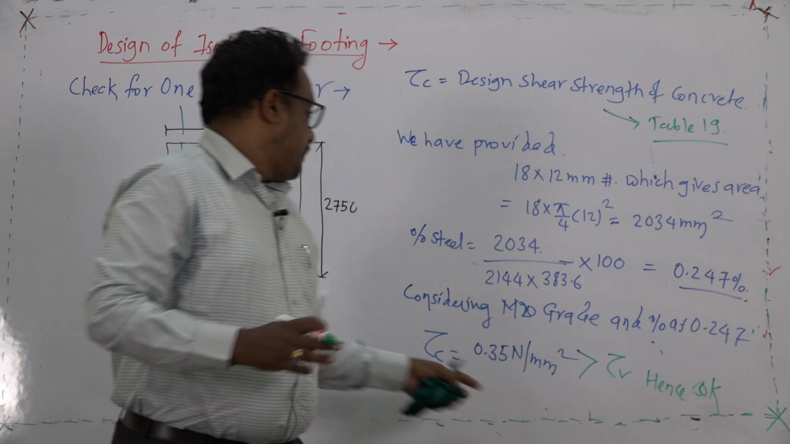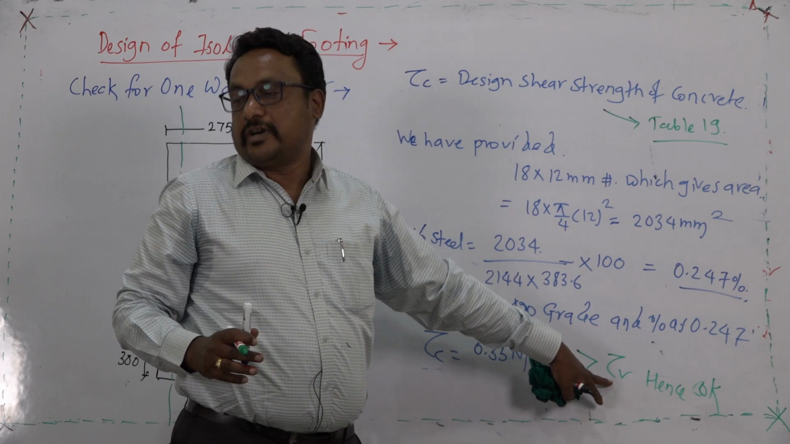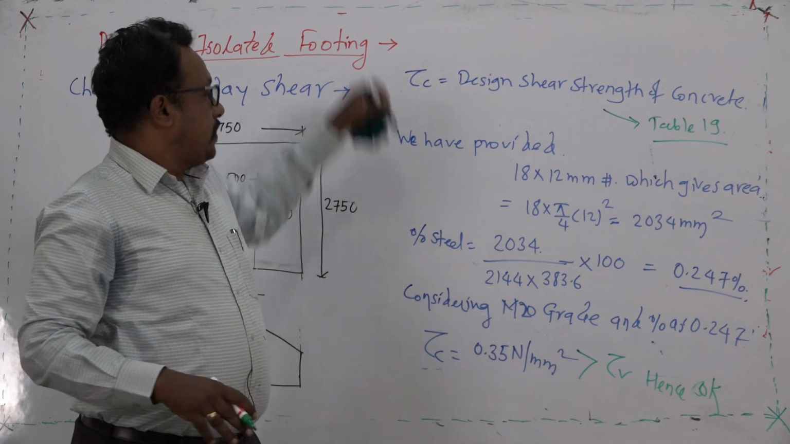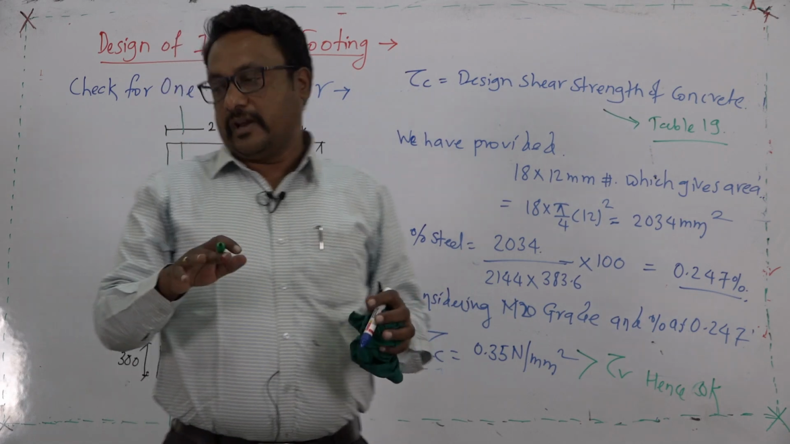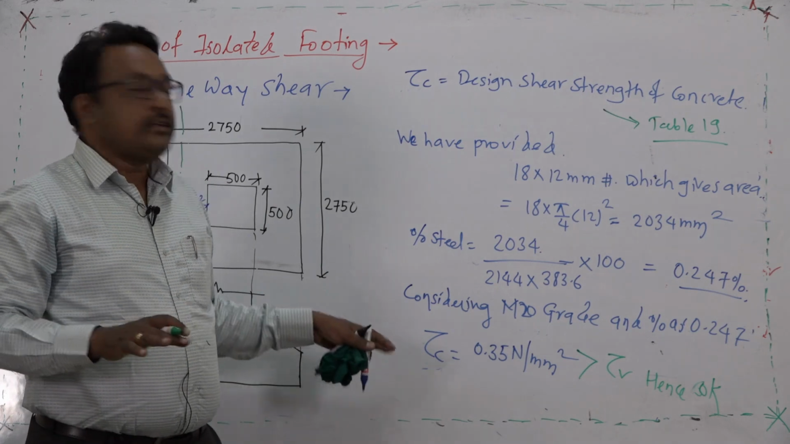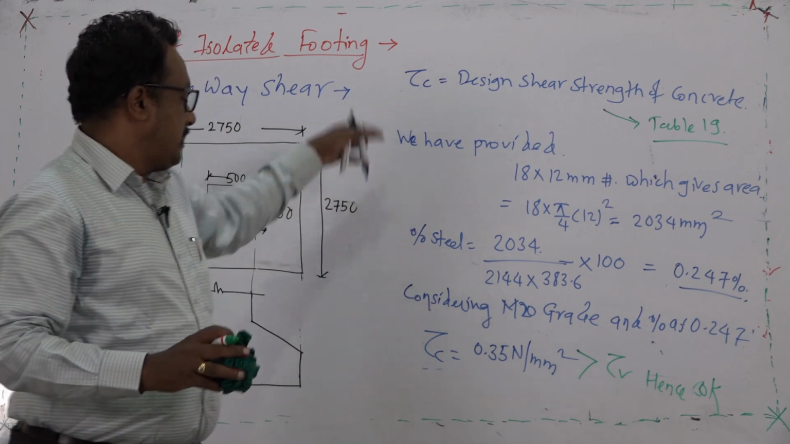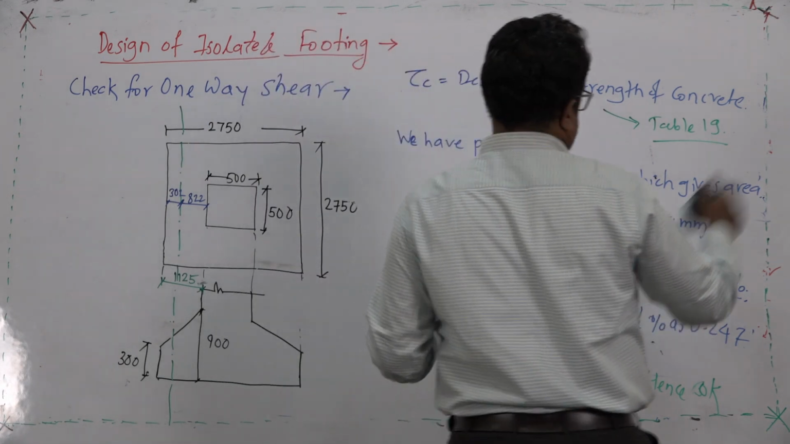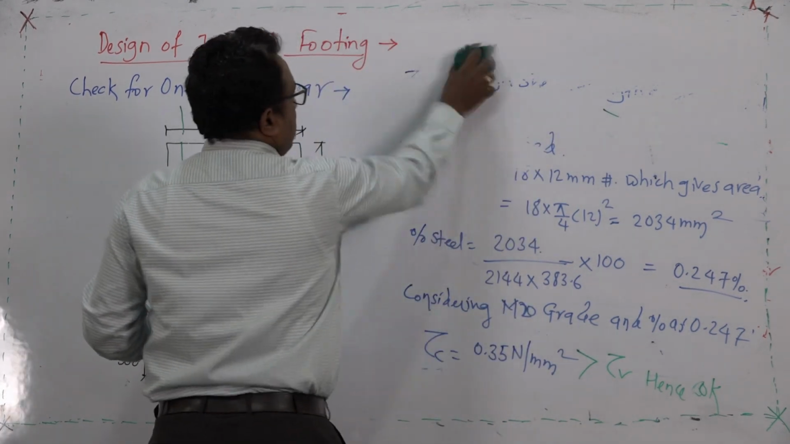So, the simple answer: if you see the difference, this value is 0.35, we have the value of tau v as 0.30. So, the difference is only 0.05 Newton per mm square. If we had not compromised with that value of the D, then probably we would be supposed to repeat this step. To avoid that repetition, initially we have to make sure that the overall depth is enhanced by some percentage. That percentage varies from 25 to 35. So, this is about the one way shear check.